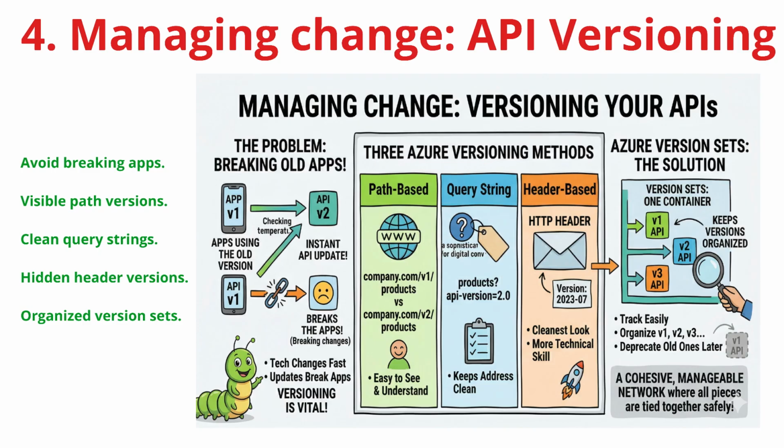Finally, we have header-based versioning. This hides the version inside the request envelope. It's the cleanest look for your URLs, but it requires a bit more technical skill to implement.